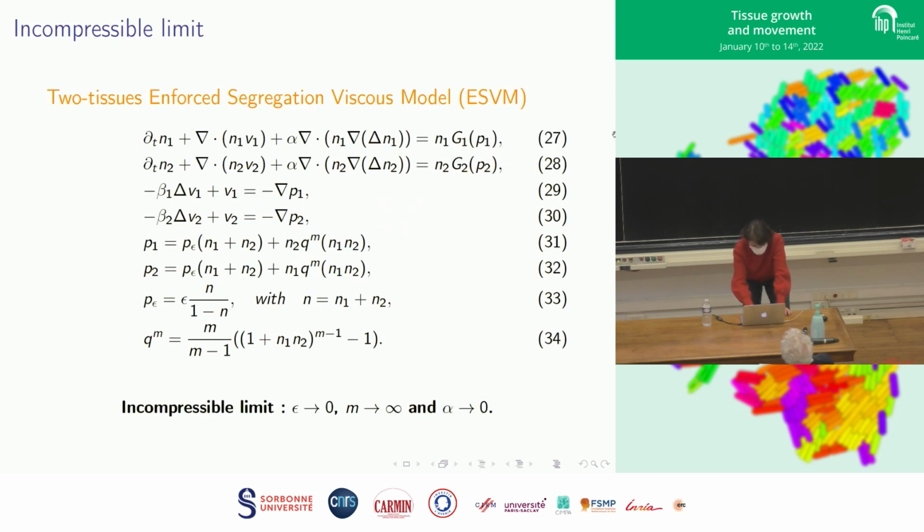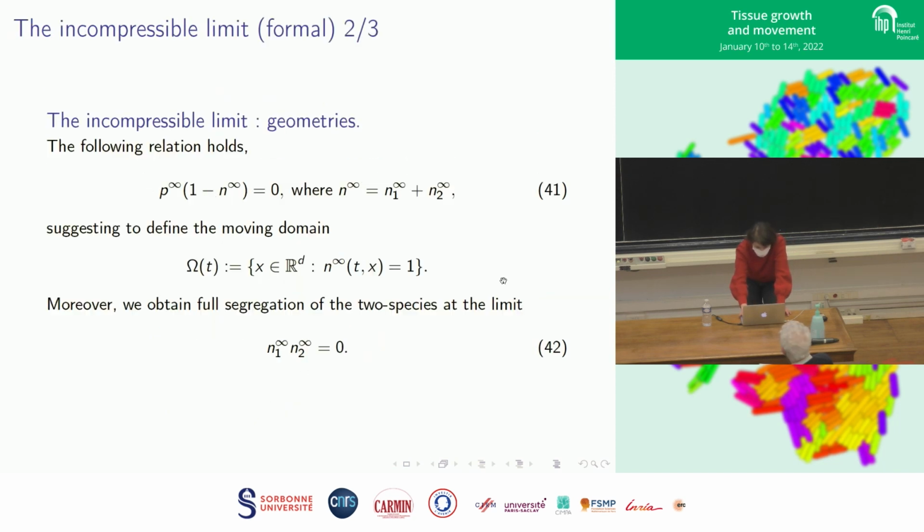The second thing you see quite immediately is that that's the reason why you're taking the incompressible limit. When epsilon tends to 0, whenever P is non-zero, you will get n equals 1. And also, you have this segregation, because if you want this to have a finite limit, you need n1 and n2 equal to 0. So that's the second thing you see. You have p1 minus m equals to 0. So you did suggest to define the domain where n equals 1, where n is the total density, n1 plus n2 at the limit. And we have full segregation of the species.